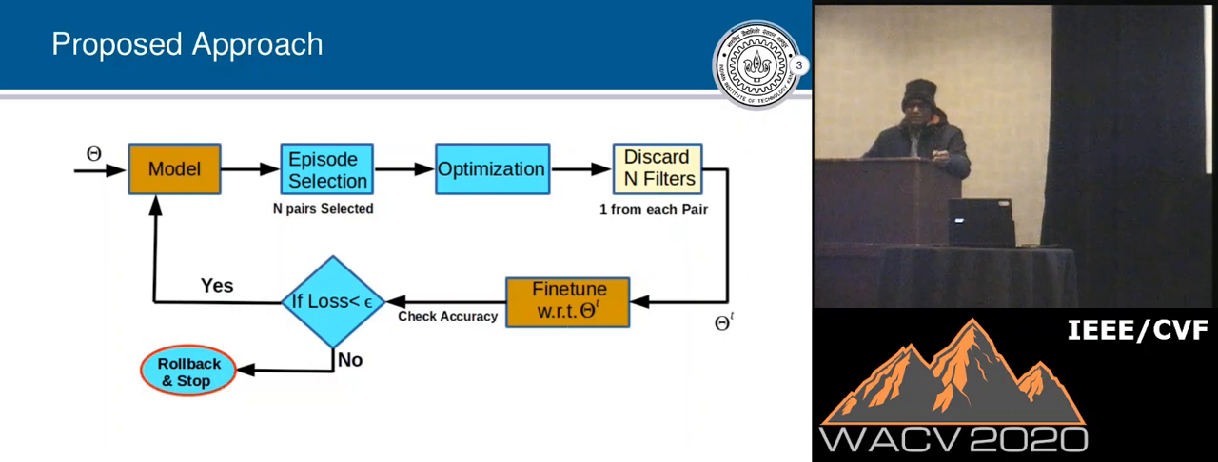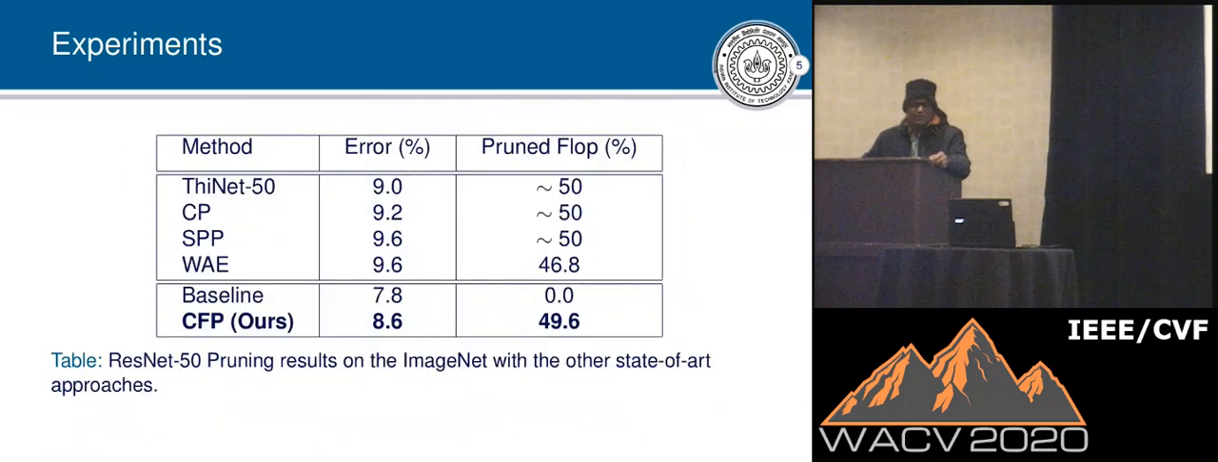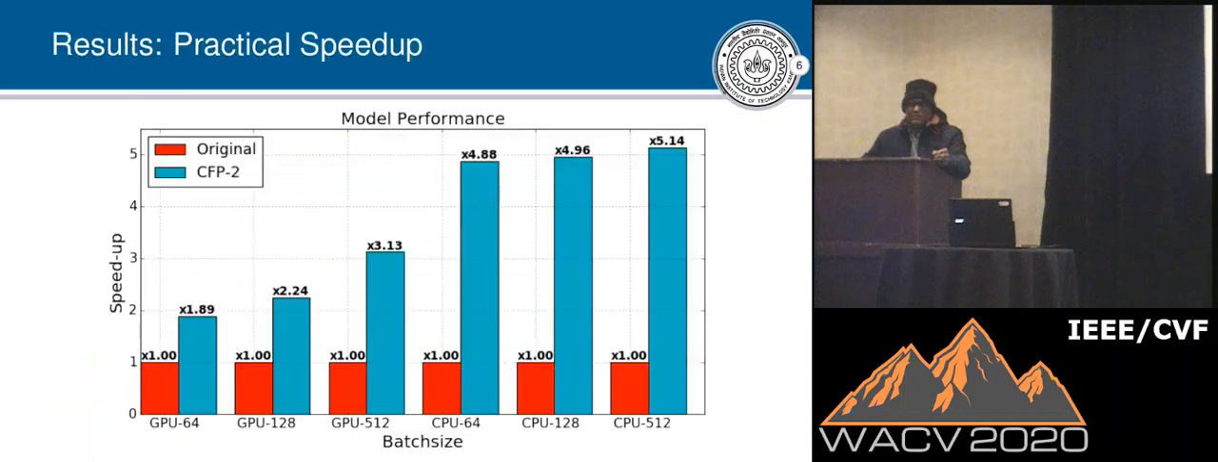We are selecting some highly correlated filter pairs, and we are optimizing these selected pairs. And after optimizing, we are discarding one filter from each pair, and then we are fine-tuning and iteratively repeating this same procedure. And these are our results for ResNet 50 architecture on CIFAR 10, and these are our results for ResNet 50 on ImageNet dataset. And we have state-of-the-art results as compared to previous methods, which are based on filter importance-based methods.